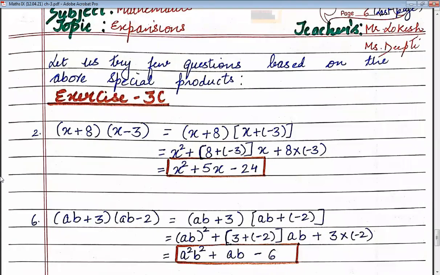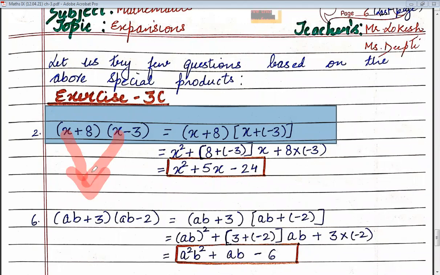So now let's discuss a few questions from exercise 3C to understand this direct formula. Now the second one is x plus 8 times x minus 3. Now children, first of all tell me which one is the first term of both the expressions? Are they same? Yes. x and x are the first terms, and these two are same. Now can you tell me which one is the second term of both the expressions? These are your second terms, 8 and minus 3.